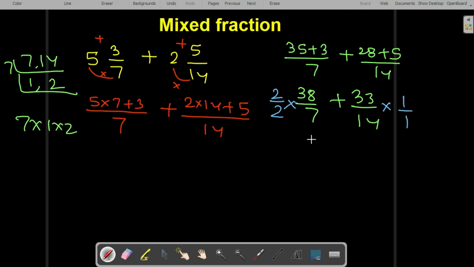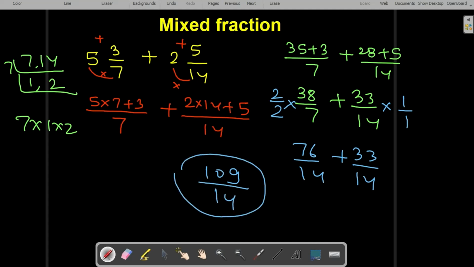Now 38 into 2, 76 upon 14 plus 33 upon 14. We have to do the addition. 6 plus 3, 9, 7 plus 3, 10. Okay, so this is our final answer. So this is how we can convert mixed fractions and then perform the addition.